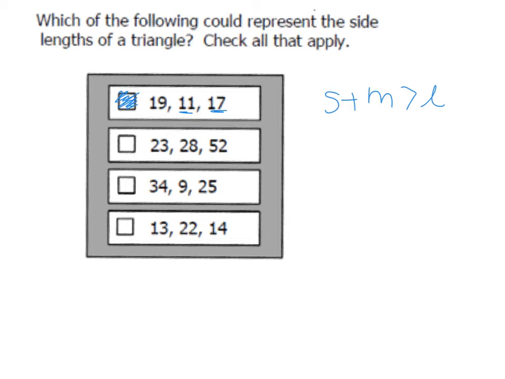In the next one, if I add my small and my medium side, they do not equal something bigger than 52, so the middle one's out. When I add 9 and 25 in this next example, it equals 34, and that's not what we want, so that one's out. And the last one, if we added 13 and 14, that's going to give us 27, which is bigger than 22. So that's a correct answer as well.